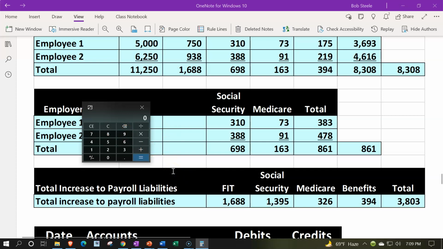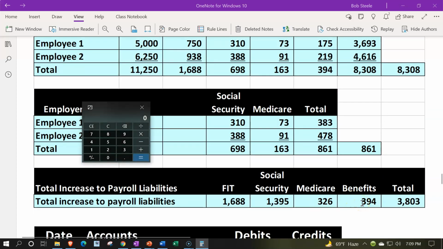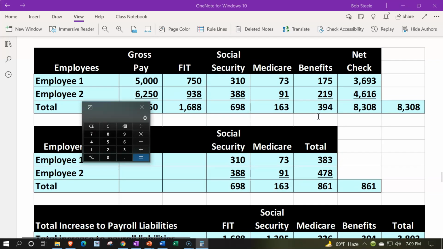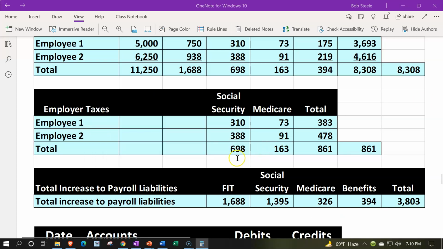And then we've got the Social Security, which would be the 698 plus the 698 would be the 1395. And then the Medicare would be the 163 plus the 163 for the 326. And then the benefits would simply be what we withheld from the employee paycheck, the 394. If we add those up, we have total liabilities of the 3803 resulting from this payroll for taxes we either incurred or took from the employee, as well as benefits that we need to pay to somebody, mainly the government, and as well as the benefits like insurance company for health insurance in the future.